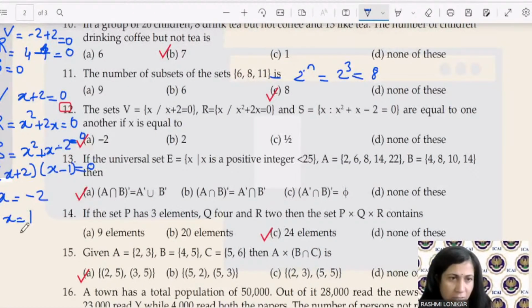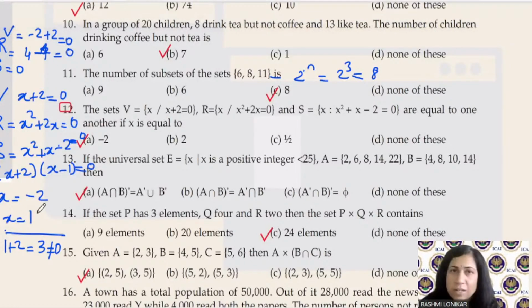Now let me put x equal to 1 and see. 1 plus 2 is equal to 3, which is not equal to 0. So the first condition for V is not satisfied. So between these two numbers, x equal to minus 2 and x equal to 1, which is the number that satisfies? Minus 2. So the answer for the 12th is this. This is a unique sum where you got two answers, minus 2 and 1, but only one satisfies all three sets, V, R and S. So we are taking this. Is it clear?